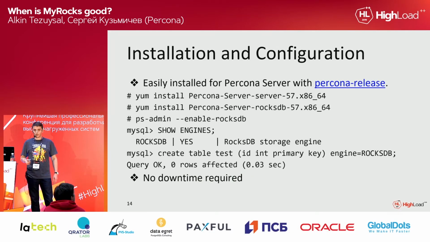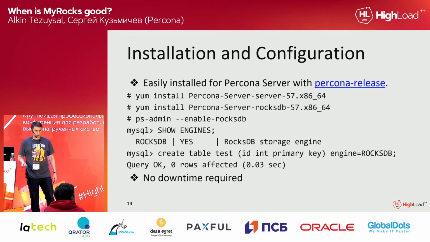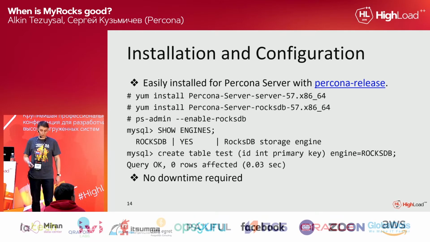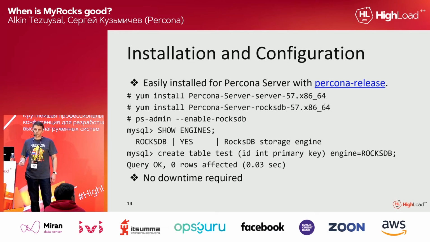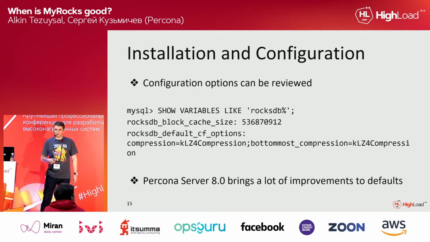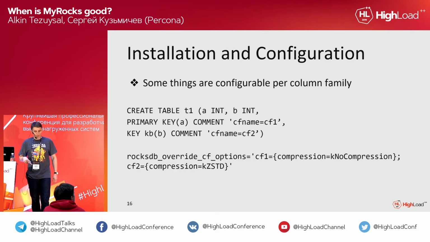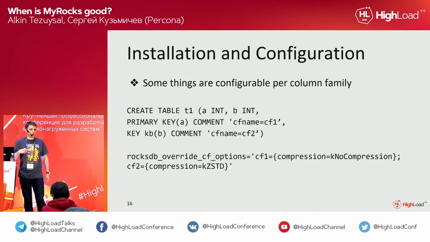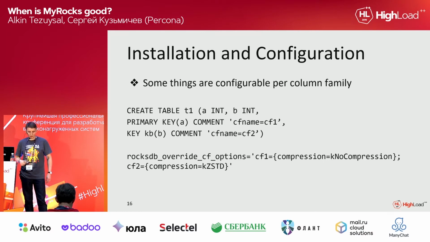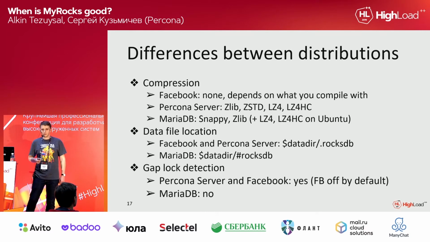How to tinker with it? With Percona, it's quite easy. You can just use percona-release. You install Percona Server. You install the Percona Server RocksDB plugin. Just enable it. See that the engines are enabled. You don't need any downtime. You can create tables and tinker with it. You should check variables. I'm using 5.7. 8 has much better defaults, actually. And there is an important thing: some configuration options are actually configurable per column family. It's quite advanced. Alkin will talk about that. There are some differences between distributions. They are not significant, but you should know about those.